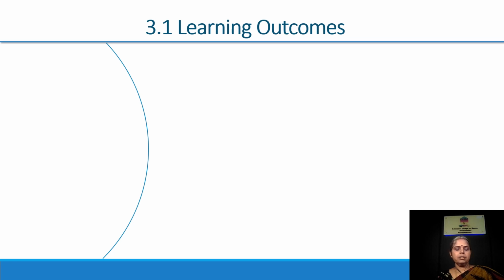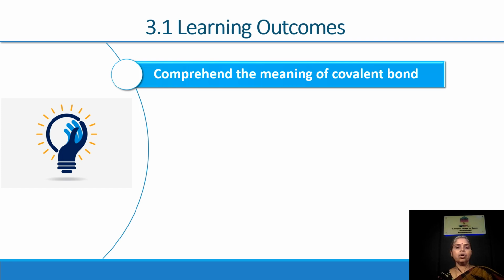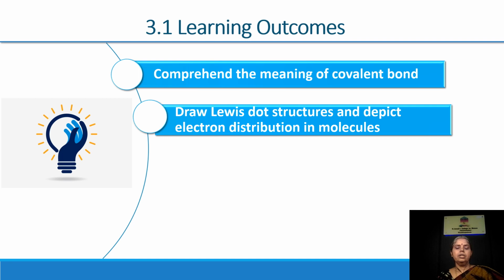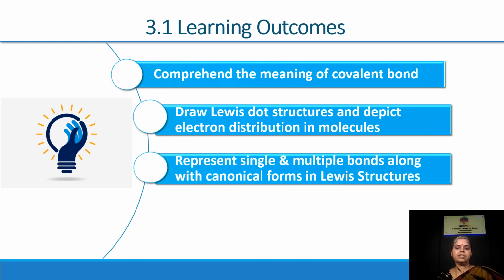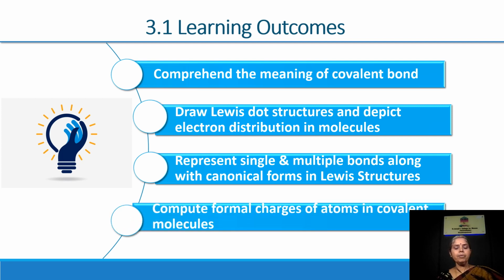Learning outcomes. By the end of this chapter, the learner would be able to comprehend the meaning of covalent bond, draw Lewis structures and depict electron distribution in molecules, represent single and multiple bonds along with canonical forms of covalent molecules through Lewis structures, and also compute formal charge of atoms in covalent molecules.